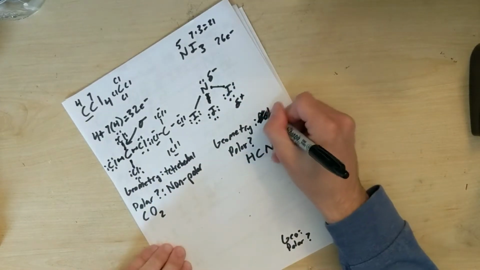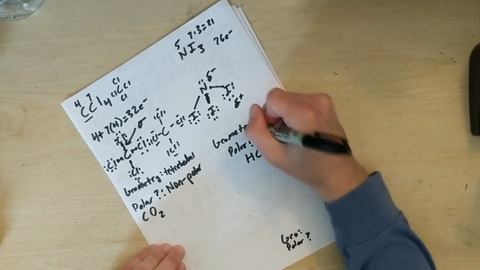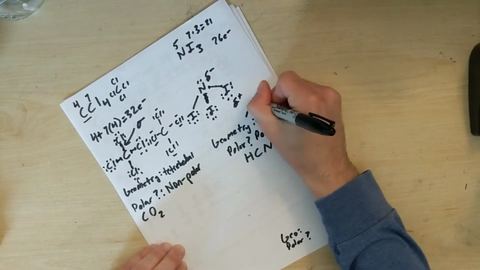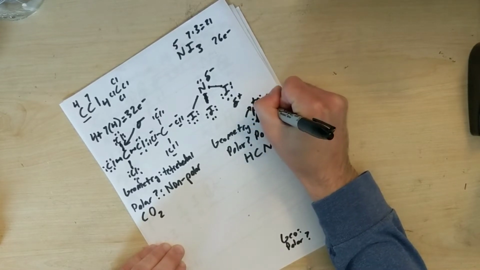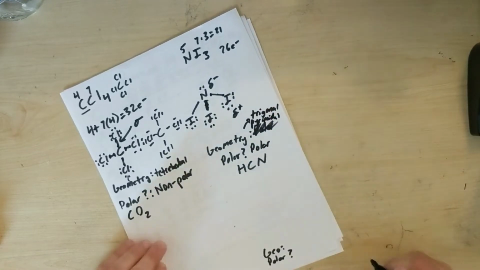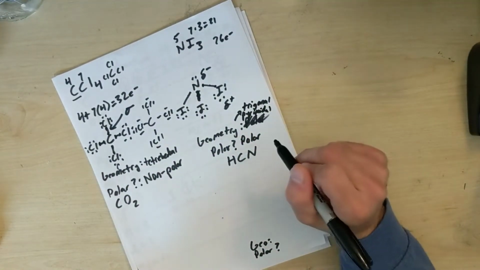Oh, shoot, I wrote polar under geometry. So it's polar, yes, but the geometry, which we should have done first, is trigonal pyramidal. Or just pyramidal, I think. Pyramidal should be fine because it's a pyramid. But trigonal pyramidal is more specific as to what kind of pyramid it is.